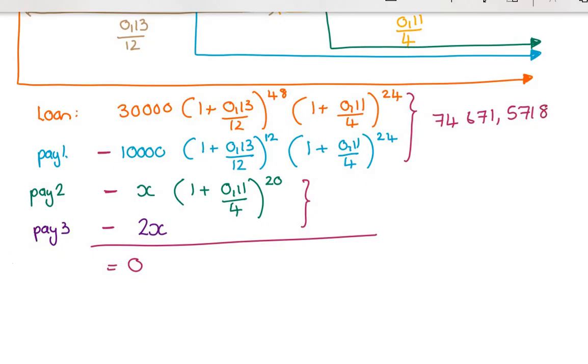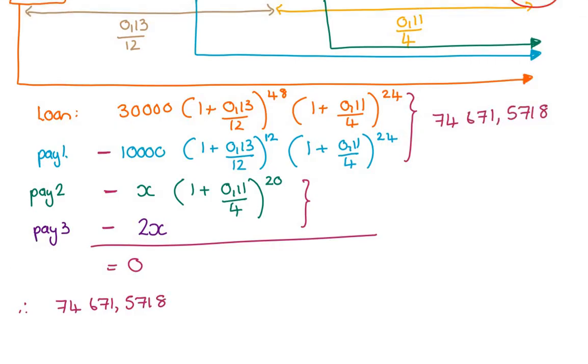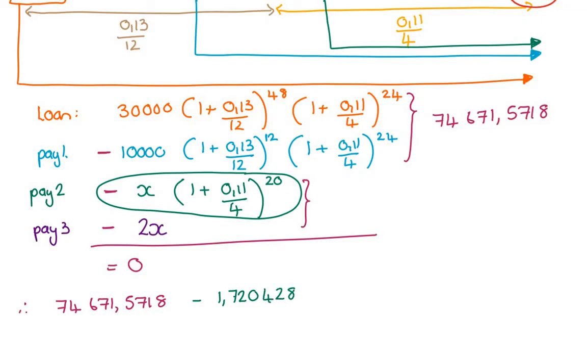So because I actually could work that out, what I'm now saying is if I have 74,671 Rand, 5718, what I'm going to do now is work out this term. That's obviously something x. So if I work out that bracket, 1 plus 0.11 divided by 4 to the power of 20, that's just going to be the coefficient of x. So I get minus 1,720,428,431 x's. So all I did was work out the bracket, and that's the coefficient of x.